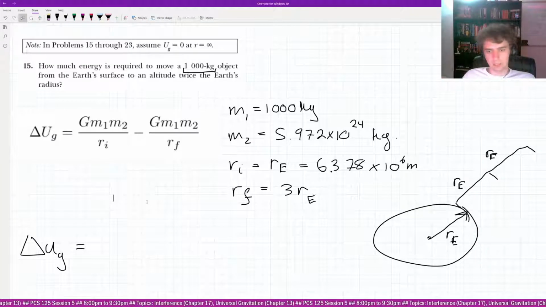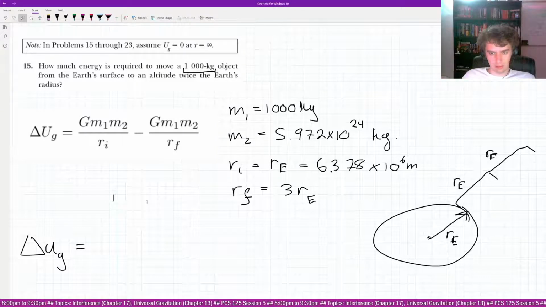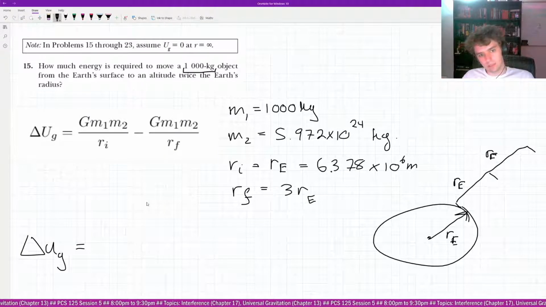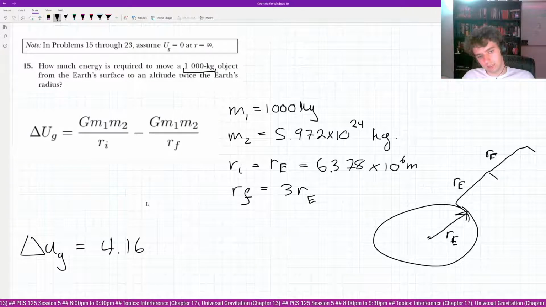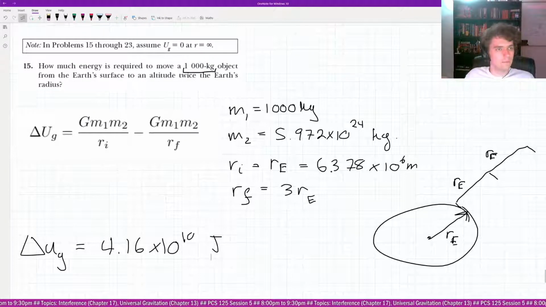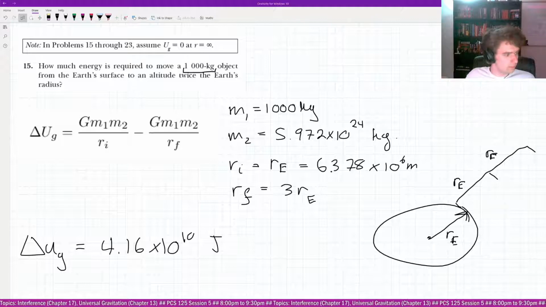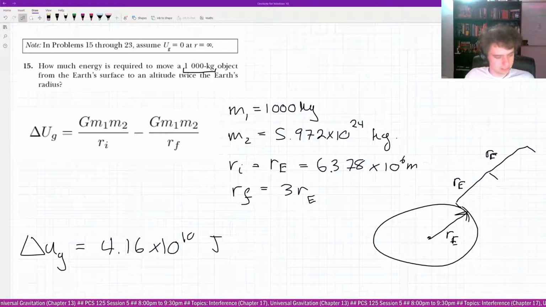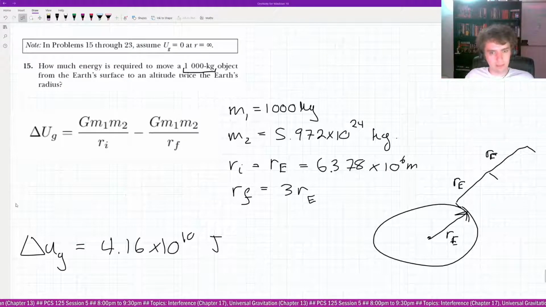I guess I could have simplified a little bit there, but it doesn't really matter. 3 times 6.378 times 10 to the 6. Okay, and I get that the delta U is 4.16 times 10 to the 10 joules. Let's see if that's right. Nope. Oh, yes, it is right. Never mind. I just can't count. Rounded differently, but probably some of these constants were rounded slightly differently. Yeah, they're good.